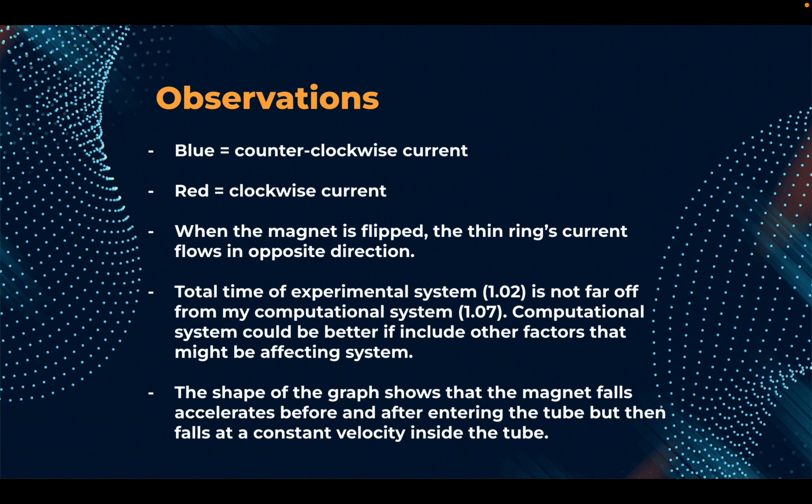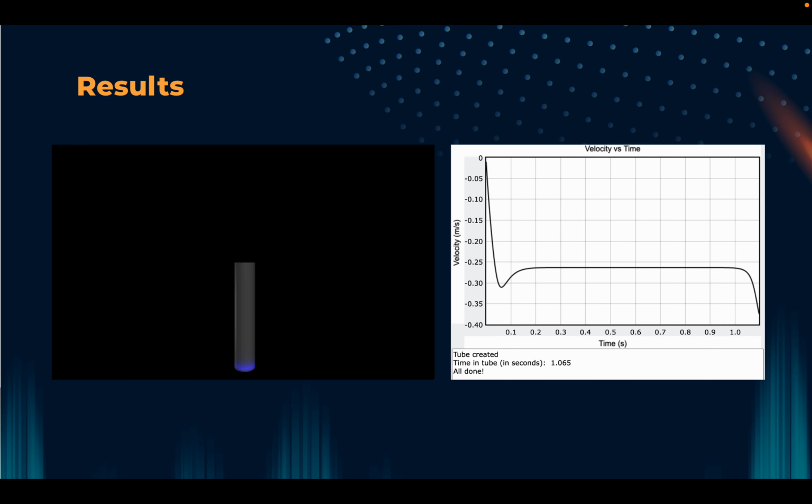And then next, going back into the shape of the graph, like I mentioned before, it shows that the magnet falls and accelerates before and after entering the tube, but then falls at constant velocity inside the tube. So that's this part of the graph where you can see that it dips to just below -30 at maybe, let's say, 0.7 seconds. And then it goes back and continues at constant velocity.